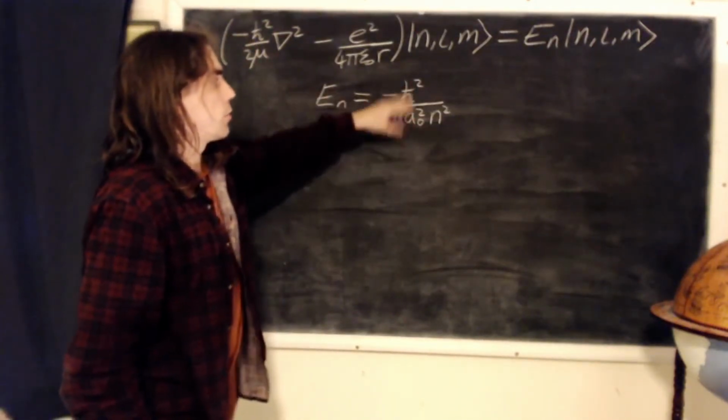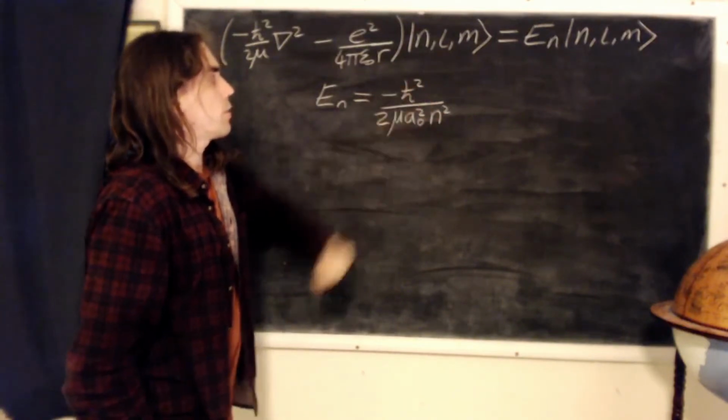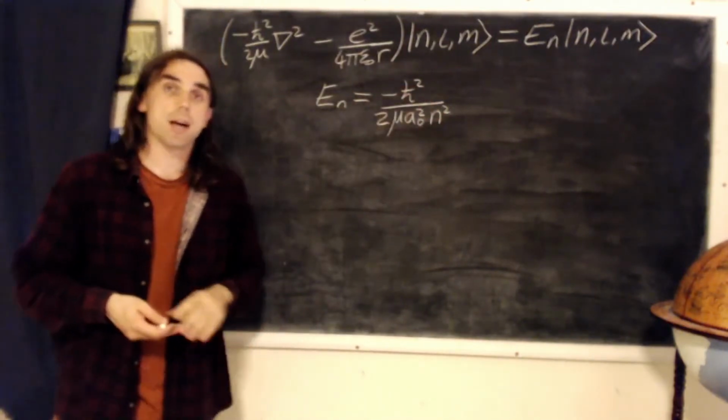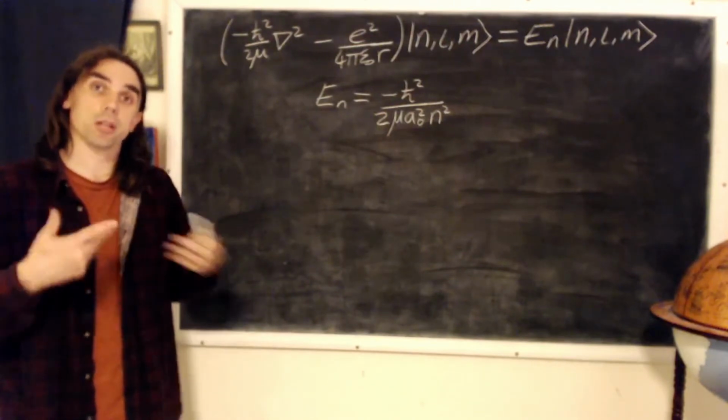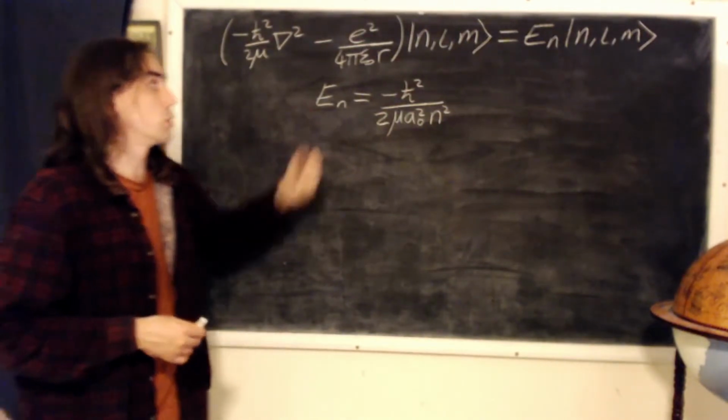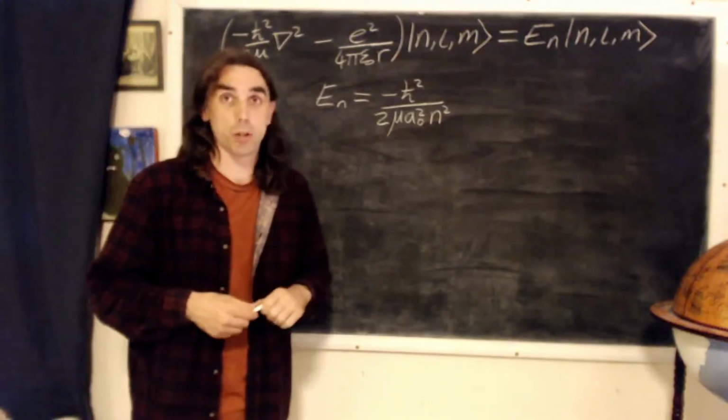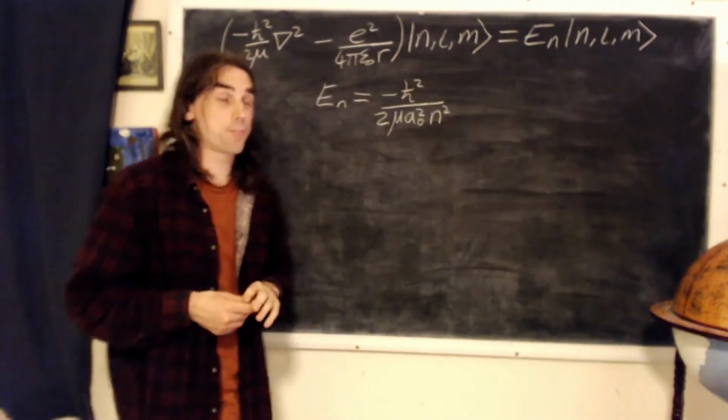This form of 1 over n squared with some prefactors actually matches the Bohr model of the atom that we saw at the very start of the course. So that was a kind of phenomenological guess. This is now the full solution to the time-independent Schrödinger equation, and it matches Bohr's guess.